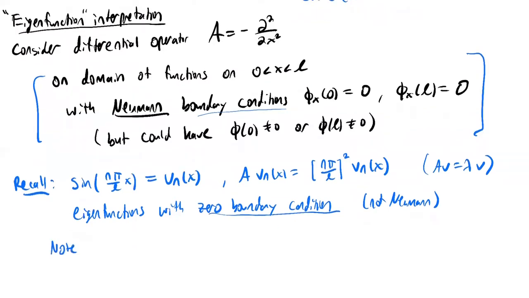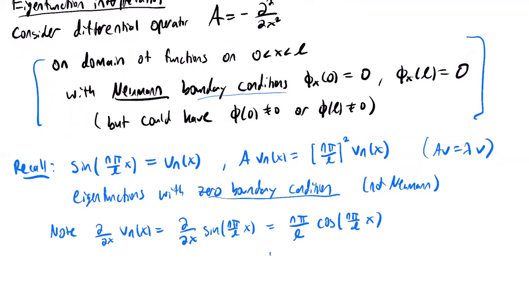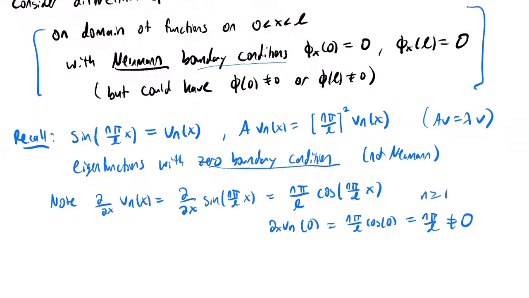So notice that if I take the derivative with respect to x of Vn of x, this is the derivative with respect to x of sine of n pi over L x. The derivative of sine is cosine, and then I have to use the chain rule. So I get n pi over L times cosine of n pi over L x. And so if I look at the derivative with respect to x of Vn at zero, this is just n pi over L times cosine of zero, which is not zero, right? This is n pi over L, which is not zero, because n is bigger than or equal to one. And so these are not in the domain, right? So let me call this domain D, for the Neumann problem.